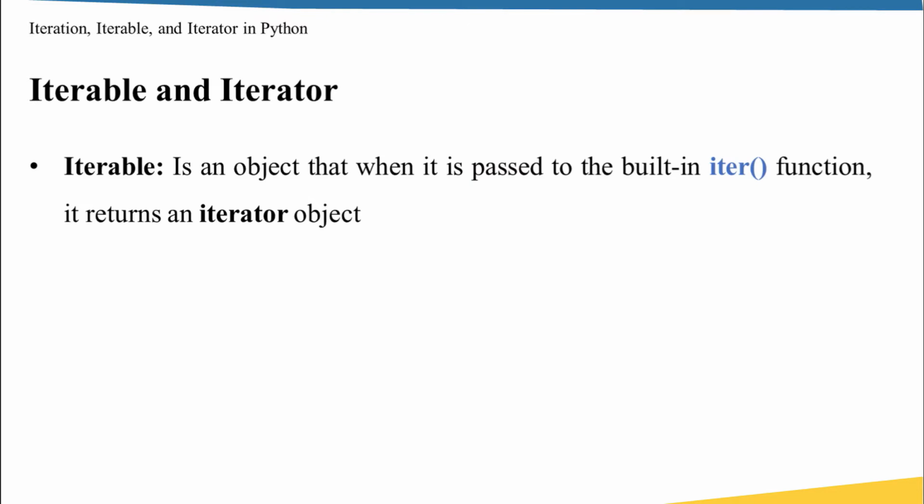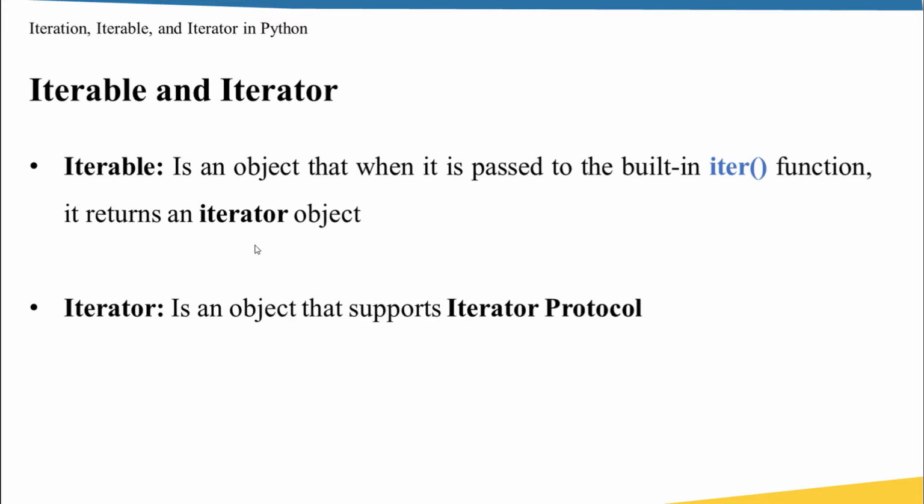Usually we call an object in Python an iterable if I pass this object to the built-in iter function and I get an iterator object as a response from this function. So from an iterable, using iter, we get an iterator object. So what makes an object an iterator? It should support the Iterator Protocol.